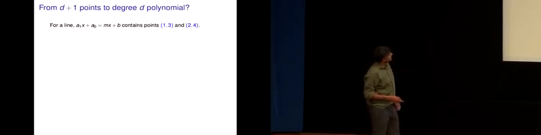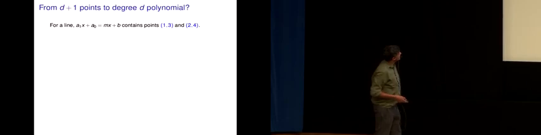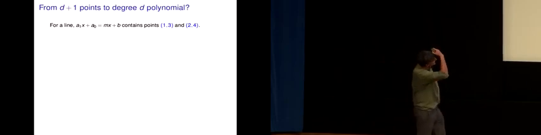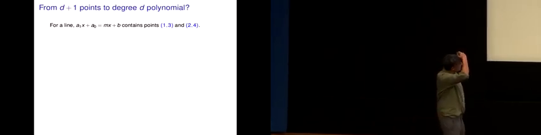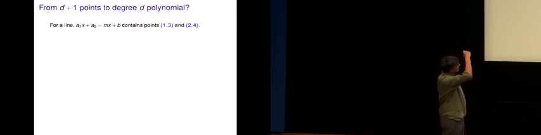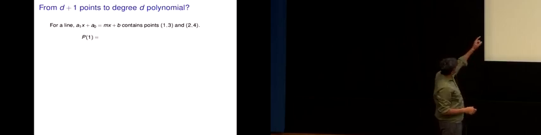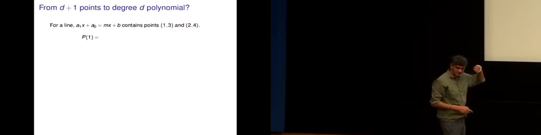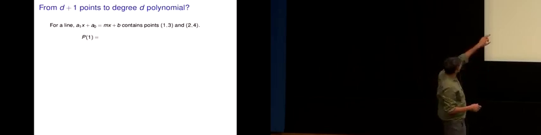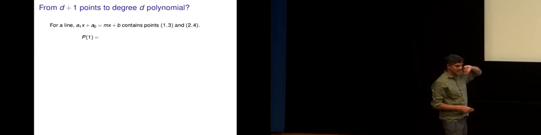So now, here's an example. Let me show you how to find it. Here's this for a line. It contains the points (1, 3) and (2, 4), meaning the x value is 1 and the evaluation of this polynomial is 3, and the x value is 2 and the evaluation of this polynomial is 4. So for P of 1, I'm going to evaluate this polynomial, but I don't know the coefficients, A0 and A1. I'm trying to figure that out.